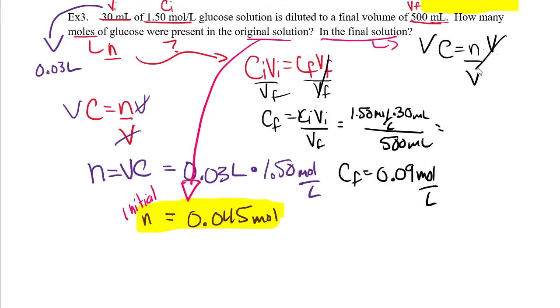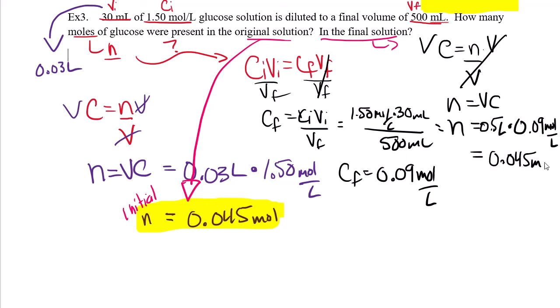So let's get N by itself. N equals V times C. My volume, got to turn that into liters. 0.5 liters times my concentration, 0.09 moles per liter. And that gives me 0.045 moles. So this is my final number of moles that would be present here.